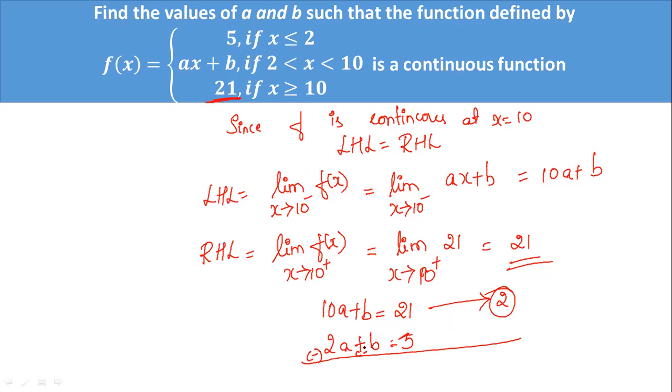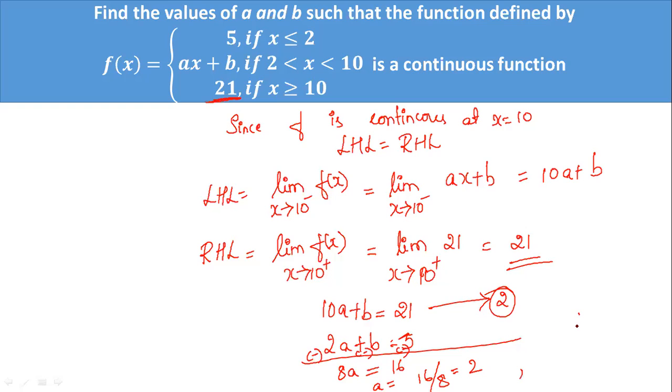If you subtract, 10 minus 2 is 8a, equal to 21 minus 5, which is 16. So a is equal to 16 by 8, that is 2. Good, Nitya Lakshmi. Okay, there is some power issue, students, so please don't leave the class. Just stay in the class. So a is equal to 2.